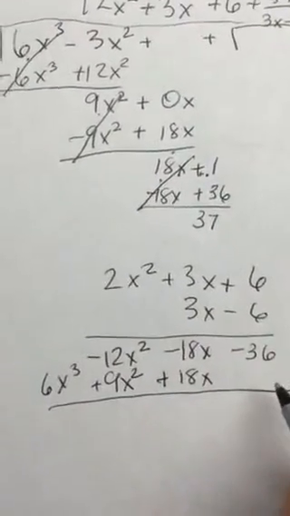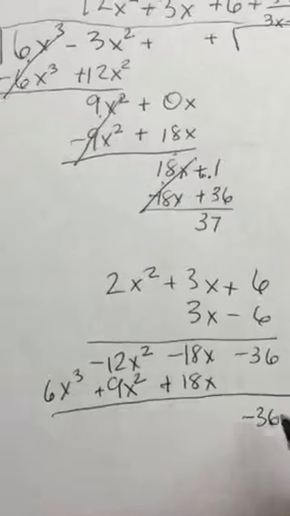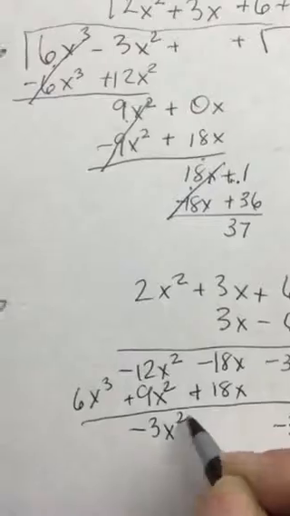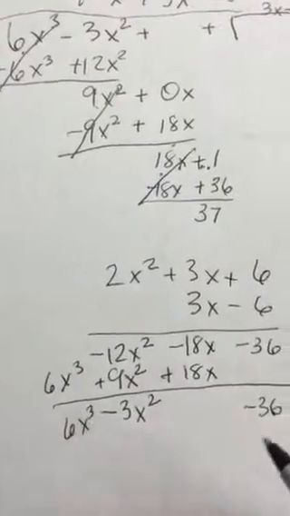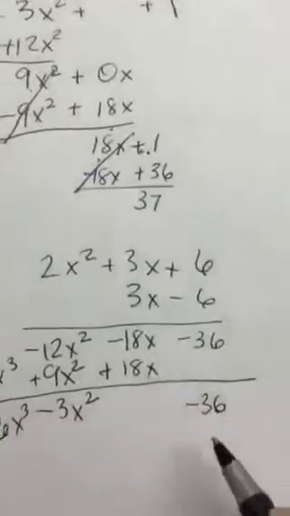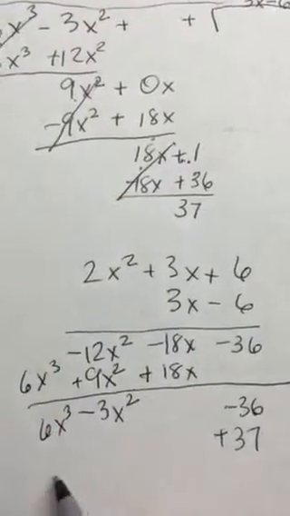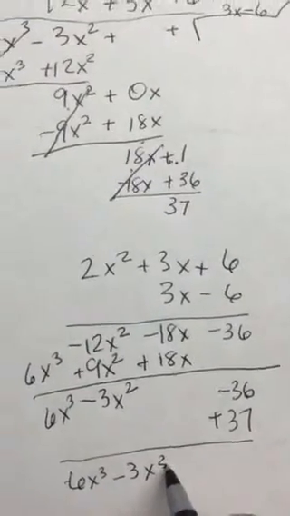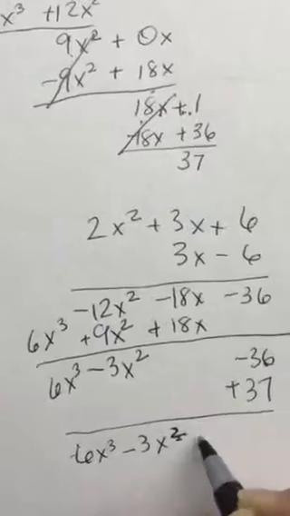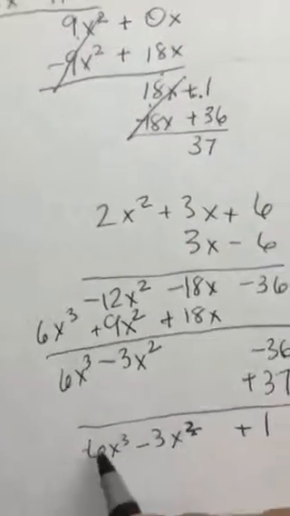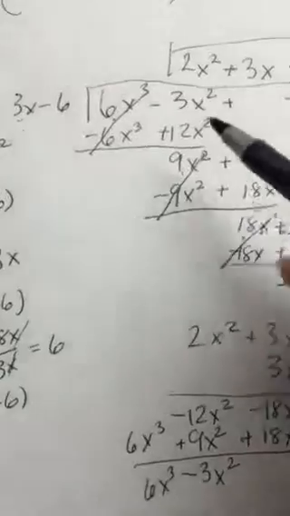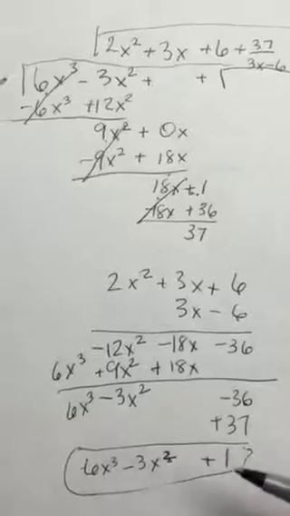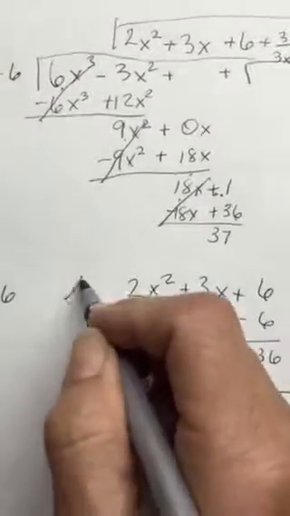And then I'm going to add these up, so this is negative 36. This is going to be 0. This will be negative 3x squared. This will be 6x cubed. And then I'm going to bring in my remainder, 37, so plus 37. And then that's 6x cubed minus 3x squared. Oops. That doesn't look like a square, does it? And then plus 1. And then this should be the original 6x cubed minus 3x squared plus 1. And yes, and so that is a check. And remember, this was my check.